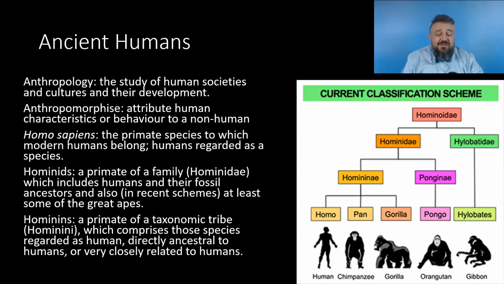We have hominids, is the primate family of Hominidae, which includes us and our fossil ancestors and some of the great apes. That's hominids. And then we have hominins, which are our primate group, which is the species which are human. So that's us and our very close ancestors. It is not the great apes, and you see that here. So, we've got some of the great apes which are very, very closely related to us.